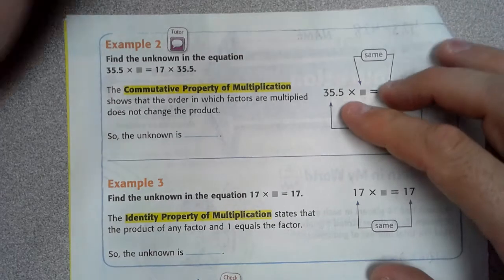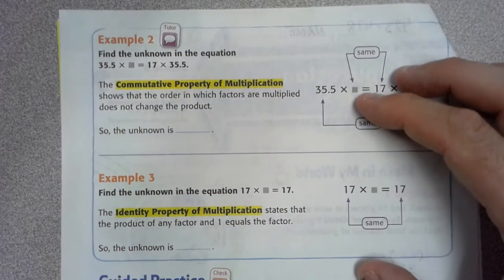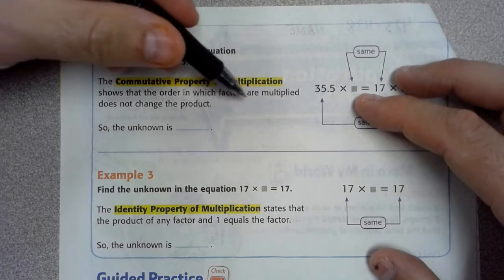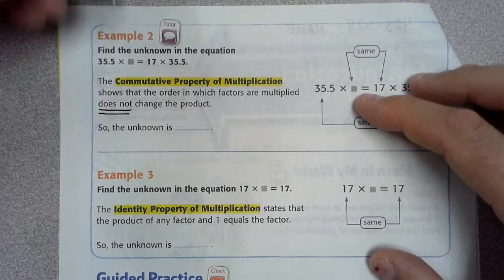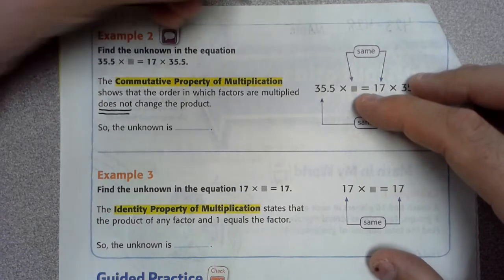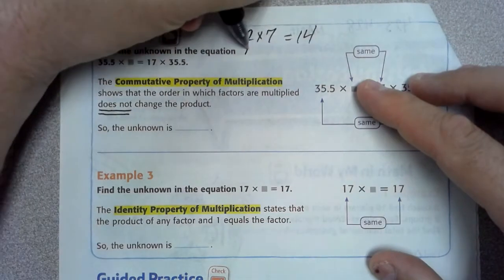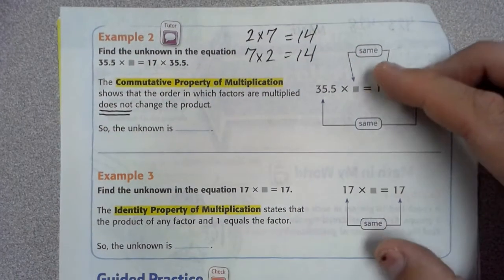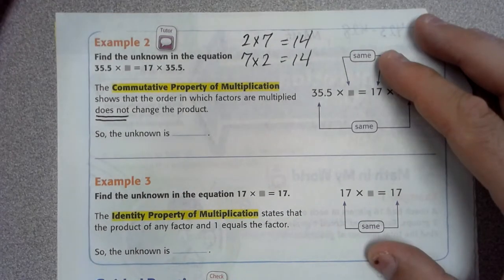Okay, now we have another one called the commutative. Remember, we had the commutative property of addition. Well, we also have a commutative property of multiplication as well. And if you remember correctly, that just means that the order in which factors are multiplied, again, does not change the product. So it doesn't matter if you do 2 times 7, that's going to equal 14. Well, 7 times 2 also equals 14, right? So it doesn't really matter which order you do that in. It's the commutative property.